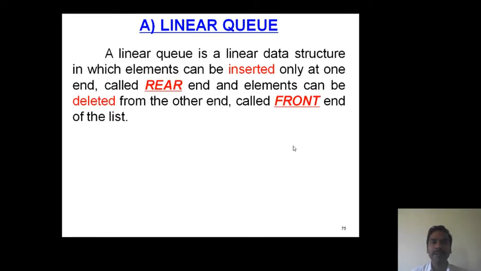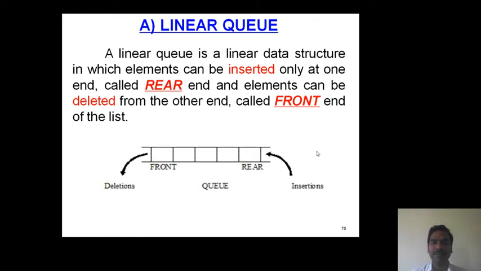The first one, linear queue. So the linear queue definition is the same as the queue definition. A linear queue is a linear data structure in which elements can be inserted only at one end called the rear end, and elements can be deleted from the other end called the front end of the list. So here the rear end allows insertion operations and the front end allows deletion operations.